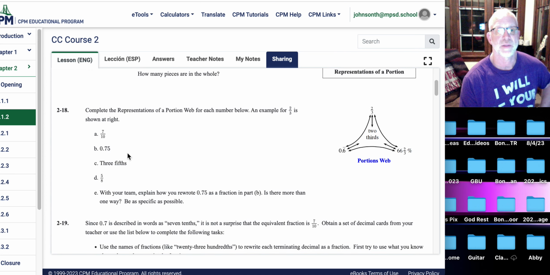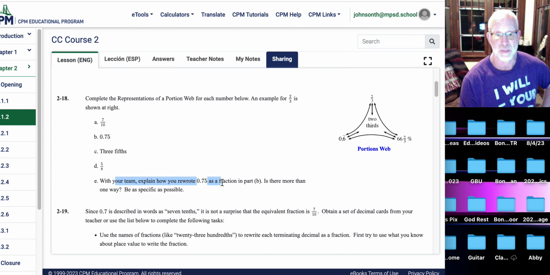It says, complete the representation of a portion web for each number below. An example for 2/3 is given. So for everything in the middle, we need words or pictures. We need the fraction on top. We need the decimal on the lower left and the percentage on the lower right. So do the same for 7/10, 75/100, 3/5, 5/8.